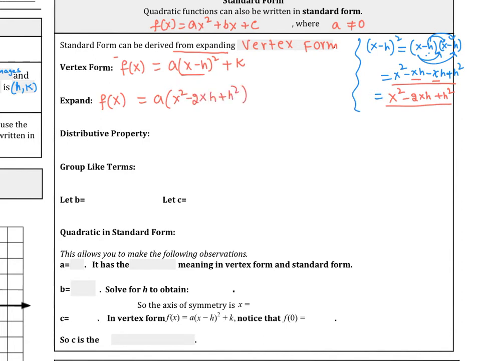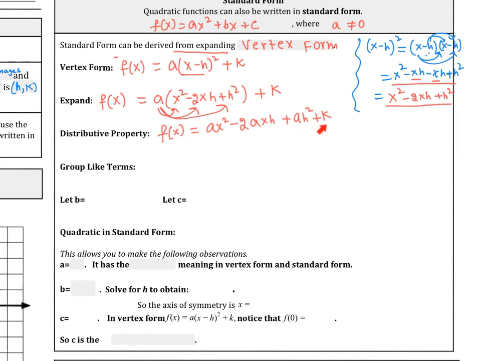So here I'm going to plug it in. And now I'm going to use the distributive property. After distributing a inside, I got ax squared minus 2axh plus ah squared plus k. Now I'm going to group the like terms. Like terms are those that have the same variables. So I'm going to have this one by itself because there is no other x squared term in this whole equation. And there is no other x term either. So I'm going to write these two separately.